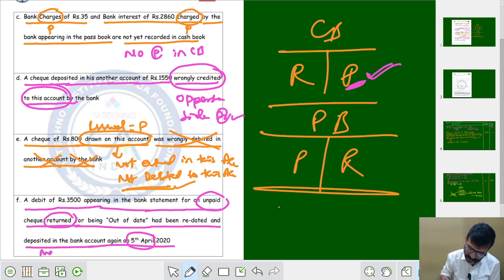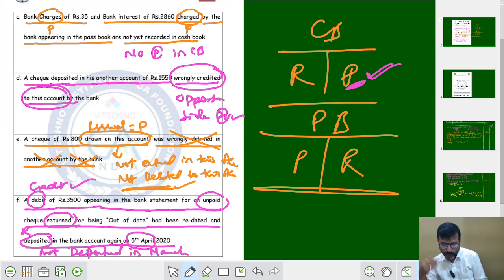5th April. Means what? Deposited means receipt, not deposited when? In March. See, two things. Here in two angles you can give an answer. A debit. Debit means what? We can take it in opposite side, credit karna. एक आंसर. दूसरा आंसर, deposited in the bank when? On 5th April. Means deposited in bank on 5th April. Receipt in bank on 5th April. No receipt in bank in 31st March. No receipt in passbook in 31st March.